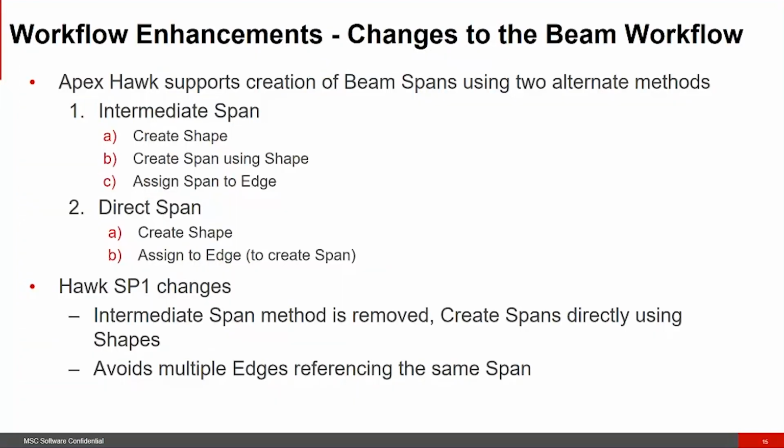And there is a slight modification that is done in the Hawk SP1. In the previous release, in the beams workflow, we had the intermediate span and the direct span concept. In SP1, we are eliminating the intermediate span. We are using only the direct span, in which you can create the shape, and that shape can be assigned to an edge or a curve to create the span. Most of the workflow used by customers is this, and hence we thought this is good enough to support and the other can be removed.